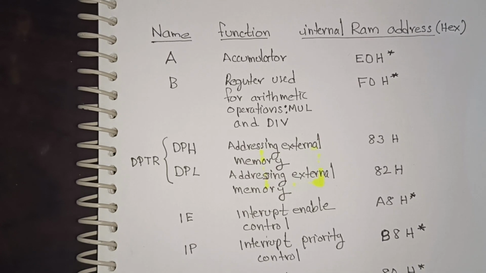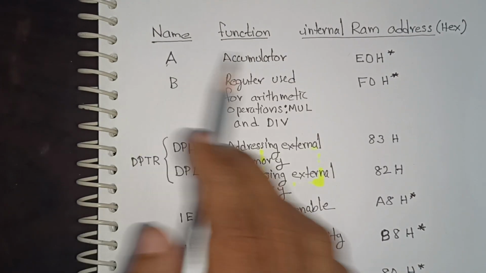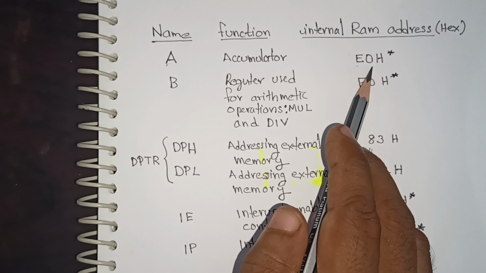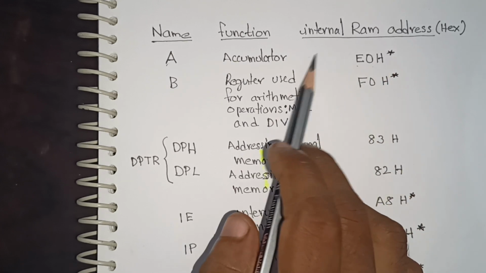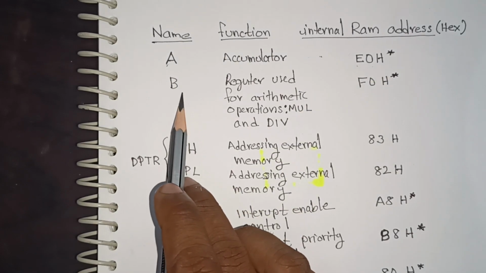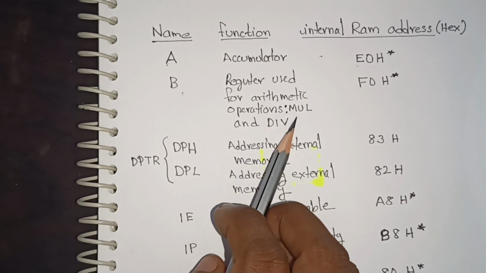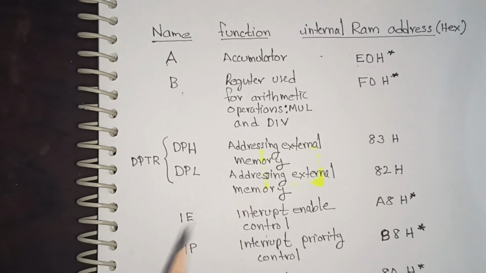Now we will see special function registers and their corresponding internal RAM address. So first is accumulator, denoted by A, which has a RAM address E0H. This asterisk denotes that this is a bit addressable register. Okay. Then B. B is actually a register used for multiplication and division. Its address is F0H. Then we have DPTR. DPTR is a pointer used to point to some location in the memory. DPTR is a 16-bit register.